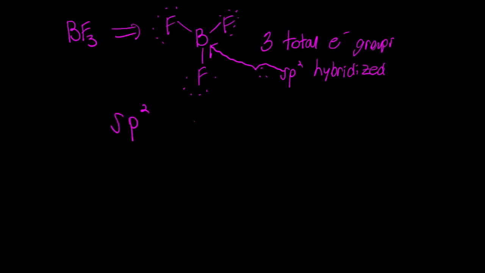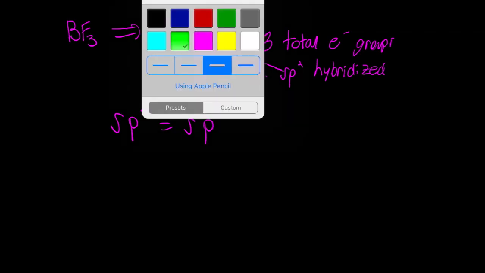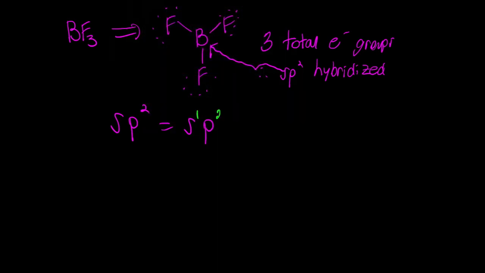sp² is like saying s¹p², and 1 plus 2 is 3. And so that's how you remember that, oh, it's 3 electron groups, it must be sp². Okay? So anything with 3 total electron groups is going to be sp².